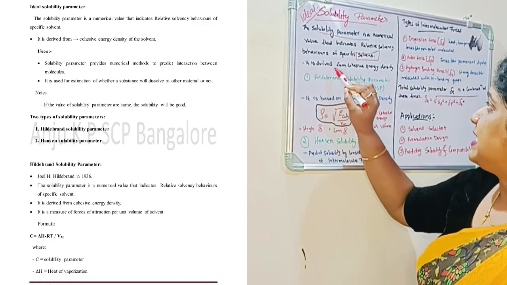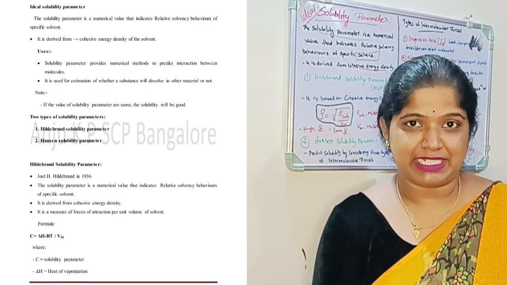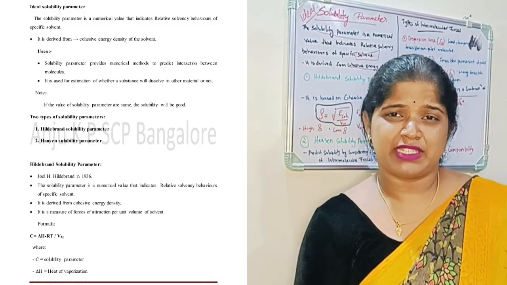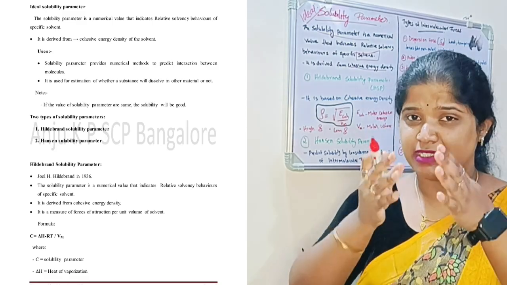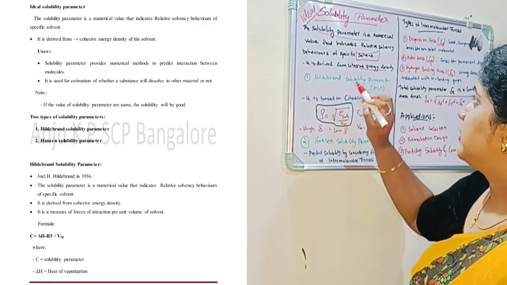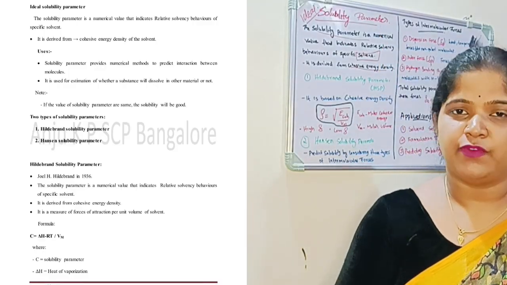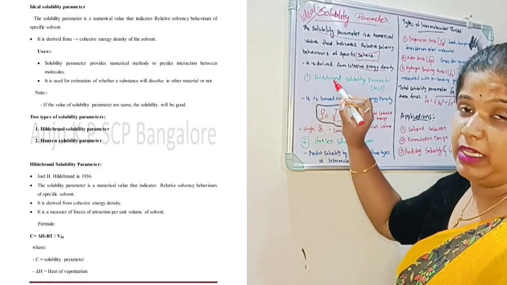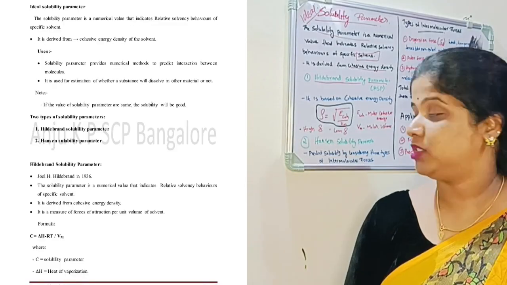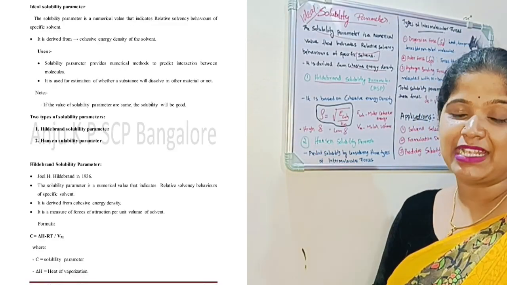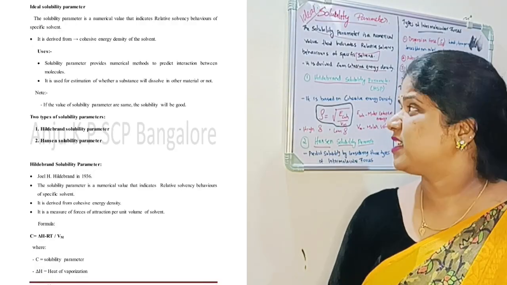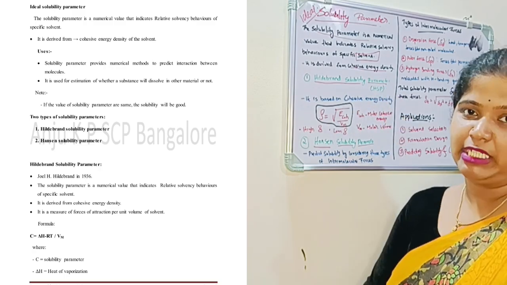It is derived from the cohesive energy density. This cohesive energy density is nothing but the intermolecular force required to break 1 mole of our liquid molecules. This ideal solubility parameter has two types. One is what the scientist Hildebrand discovered, that is the Hildebrand solubility parameter, and the second one is what the scientist Hansen derived, that is the Hansen solubility parameter. First we will see what the Hildebrand solubility parameter is.